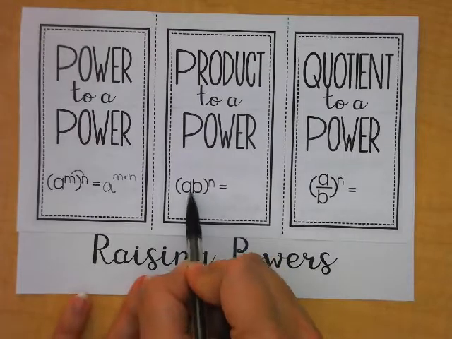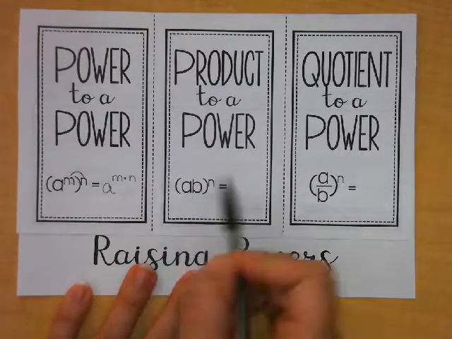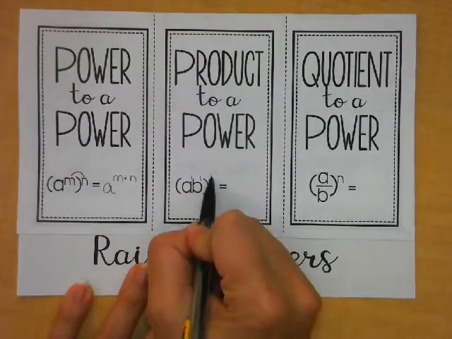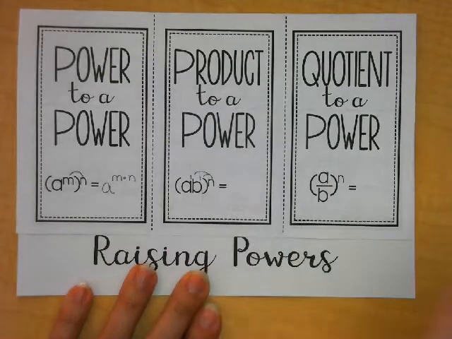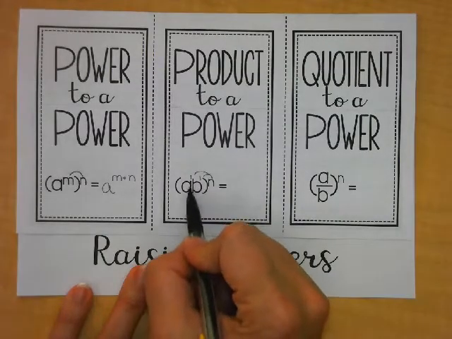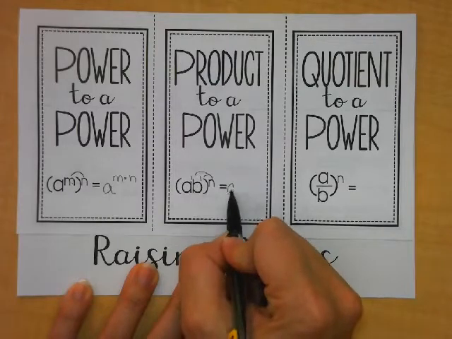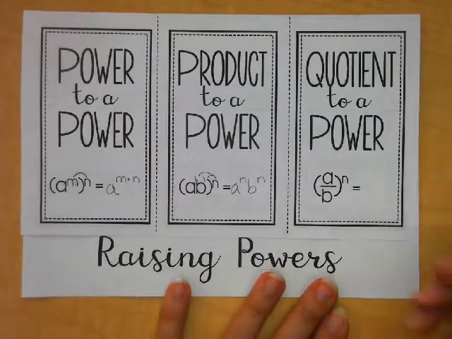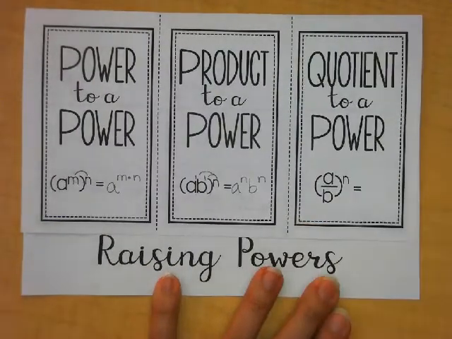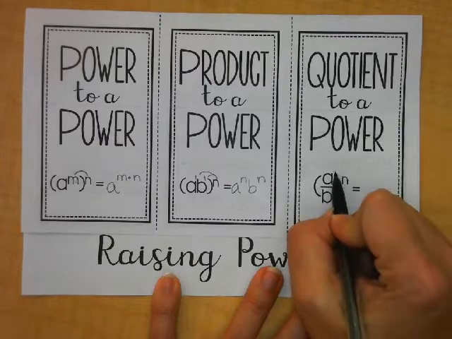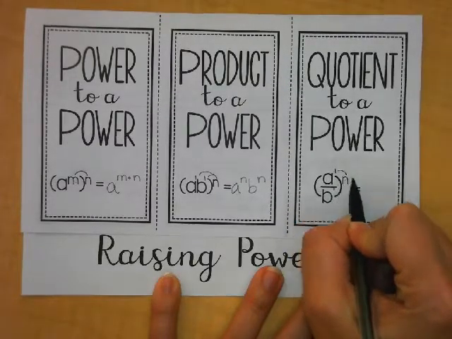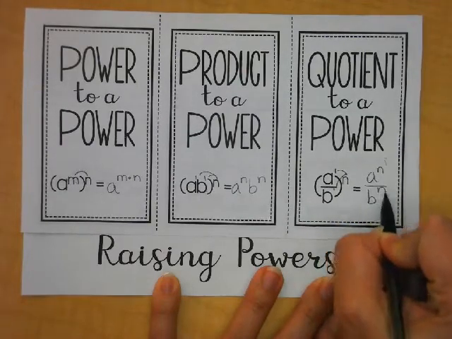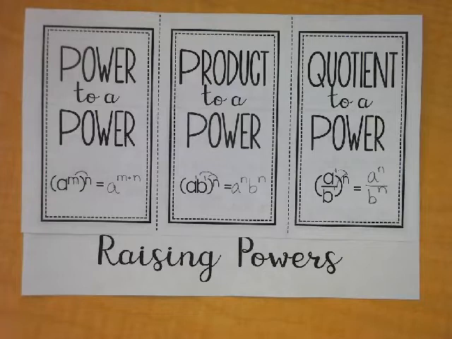When we have multiple things inside of our parentheses, we talked about yesterday, if you have no exponent, the exponent is 1. So you would distribute your exponent to everything inside. So again, we're still distributing. So this is a to the n times b to the n. If we're dividing, we have exponents of 1 still, but you're going to distribute on the numerator and the denominator. So a to the n over b to the n, and that's what we're going to practice with today.